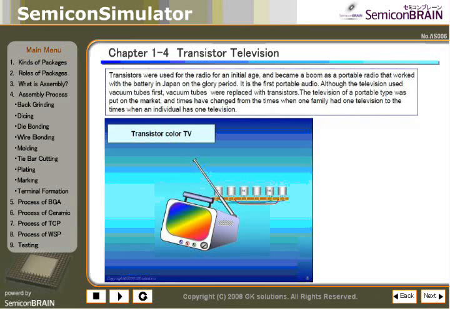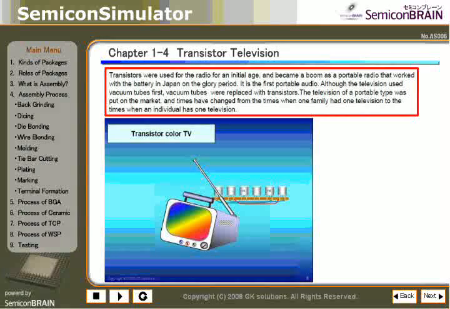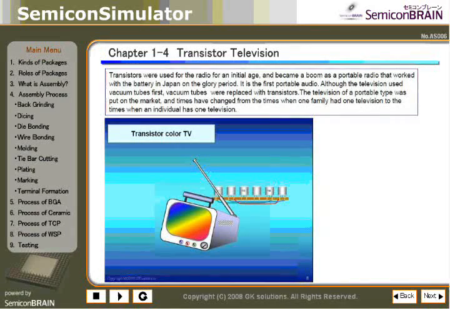Chapter 1-4 Transistor Television. Transistors were used for the radio in an initial age, and became a boom as a portable radio that worked with a battery in Japan in the glory period. It is the first portable audio. Although the television used vacuum tubes first, vacuum tubes were replaced with transistors. Portable televisions were put on the market, and times have changed from the times when one family had one television to the times when an individual has one television.